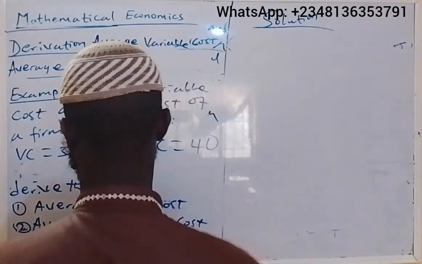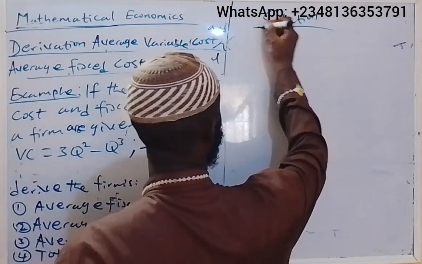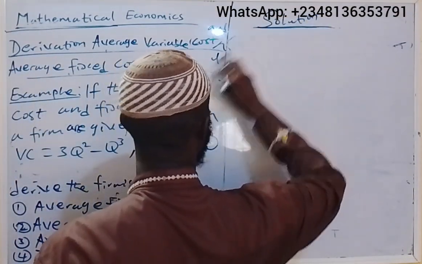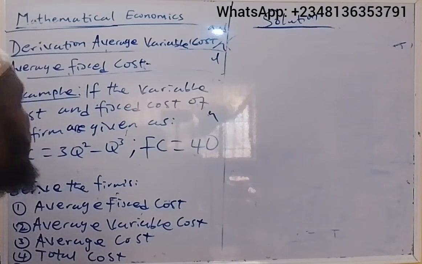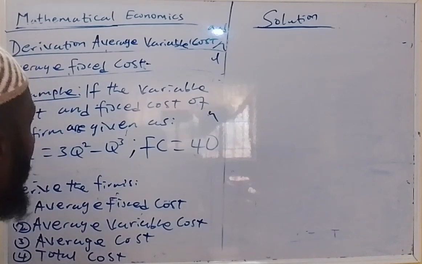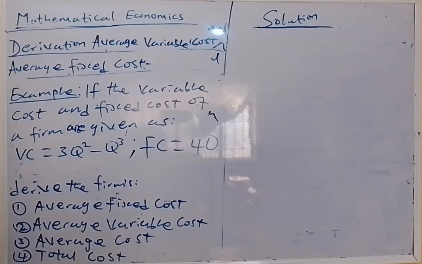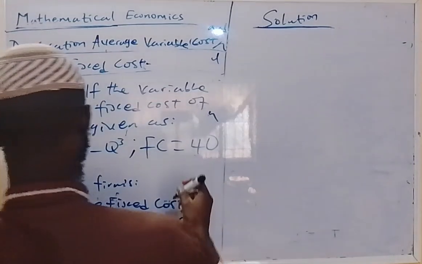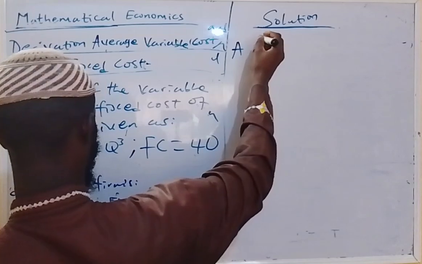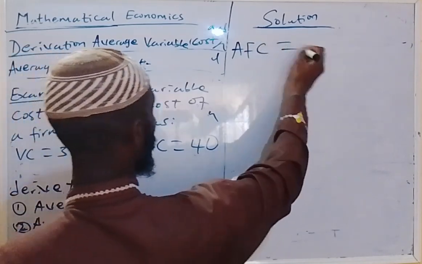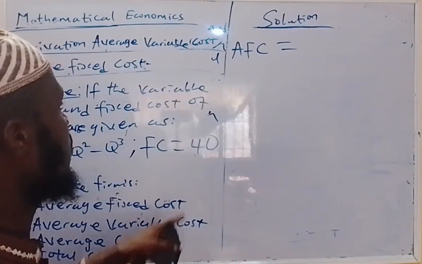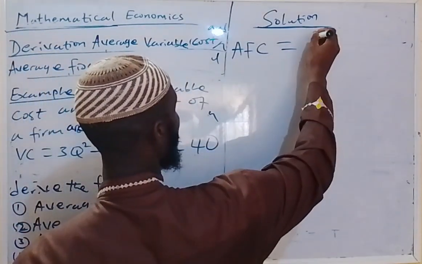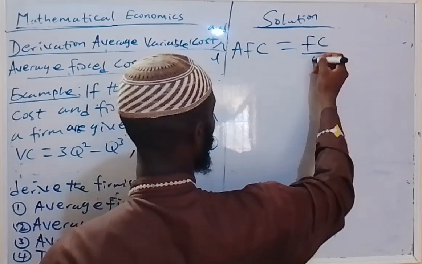So here is the solution. From the previous video where I taught how to derive average from total, we have to divide total by its independent variable, that is by Q. In other words, average fixed cost is going to be equal to total fixed cost, which is the same thing as fixed cost, divided by Q.